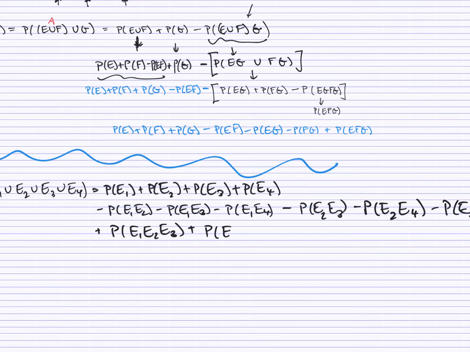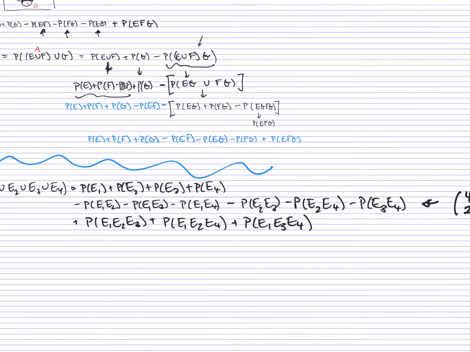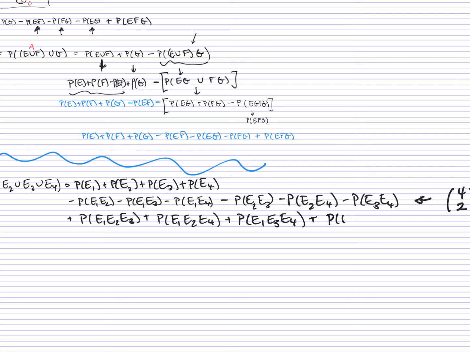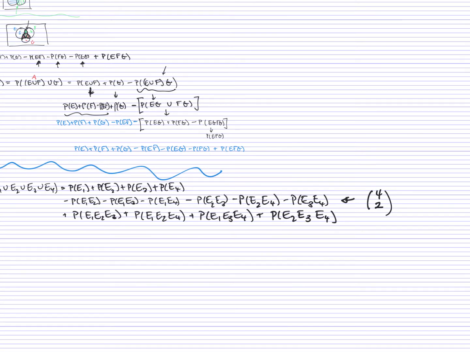Plus, we'll say E1, E2, E4, right? Yeah, plus E1, E3, E4, I think I got them there. Now let's move to the 2s, E2, E3, E4. Yes. So I'm adding those back up. And the question is how many triples do I have? Well, it's really taking the 4 sets and grabbing groups of 3, of which there should be 4.